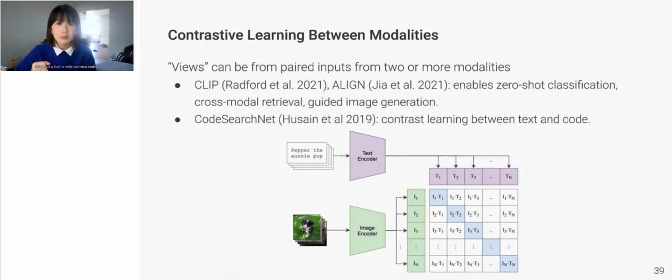Okay, going further with multi-view coding, different views of the same object can be paired between two or multiple modalities. For example, the CLIP model is a classic example of this. Text and image that naturally appear close to each other on the internet are considered positive pairs for contrastive learning. In another case, code and natural language, either as a search query or a docstring within the code, can be paired together to learn good representations for semantic code search or other programming language related tasks.